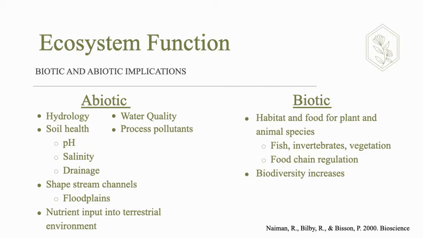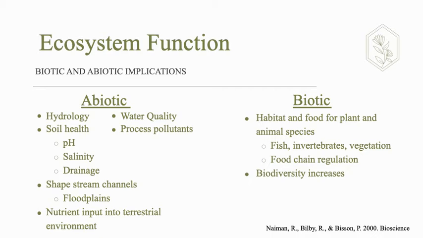Another way, just like hydrology, is how riparian corridors shape stream channels and then subsequently their floodplains, which are very important when we're thinking about ecosystems as a whole. And also, riparian corridors affect nutrient input and output into the terrestrial environment because nutrients will move through in the water and then get dumped out on the banks or in the floodplain to be soaked into the soil.